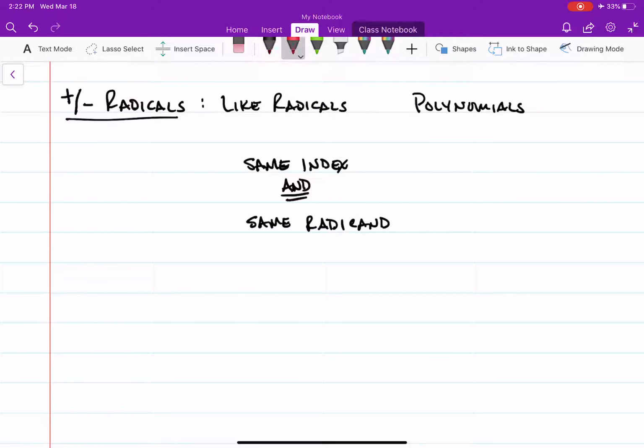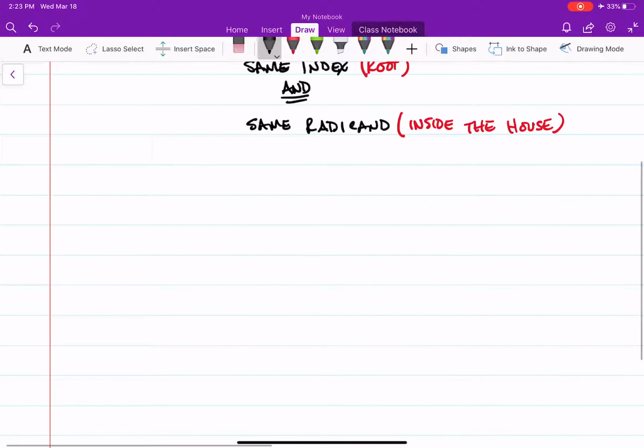And you're like, well, what's the index and which is the radicand? Well, the index is where the root is, which is in the wedge. And the radicand is inside the house. Okay? So that is what we're talking about. So the root has to be the same and what's inside the house has to be the same, in order for this to add or subtract.